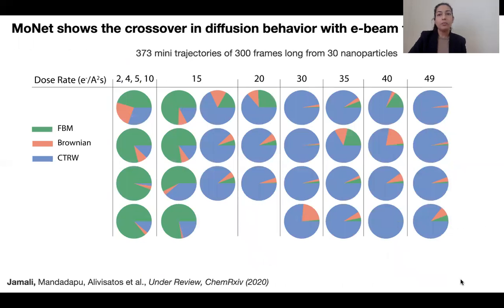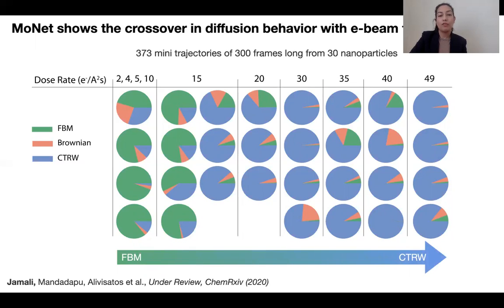Now, we apply this model on our data that is collected from dose rates of 2 to 49 electrons per angstrom squared per second, for 373 mini trajectories that are each 300 frames long, from 30 nanoparticles. These pie charts are showing the average behavior for each particle. We can see that there is a crossover in the behavior from fractional Brownian motion to continuous time random walk as we increase the electron beam dose rate in the TEM microscope.